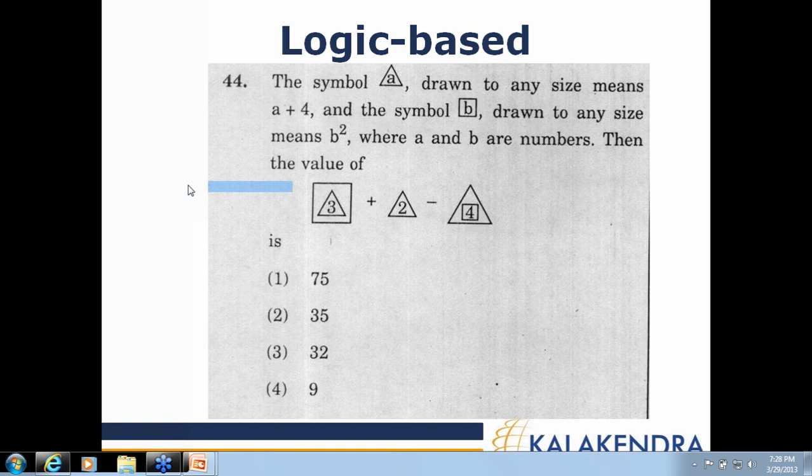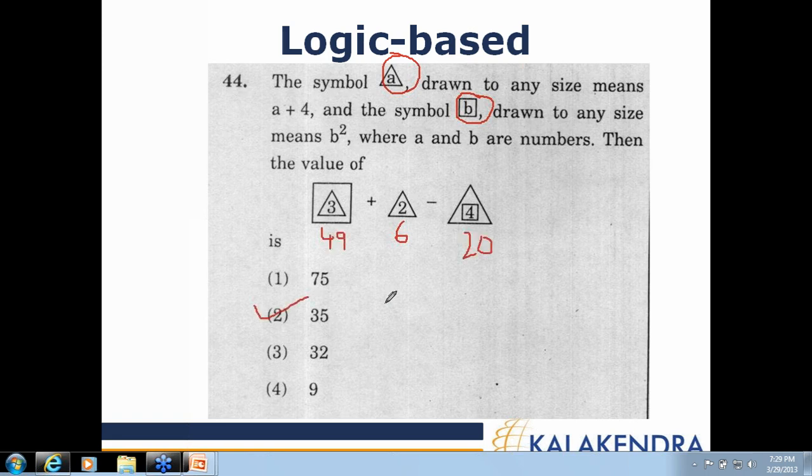So 3 plus 4 within a box means 7 square, which is 49, and hence we have the first one decoded as 49. So we've got 49 plus 6 minus, inside the box, the square of 4, so it's 16, and then the 16 is inside the triangle, therefore it's 16 plus 4, which is 20. 55 minus 20, and we've got 35 here.